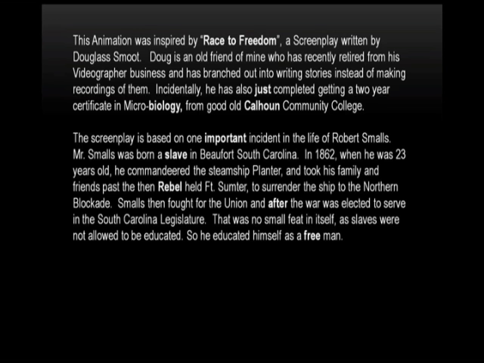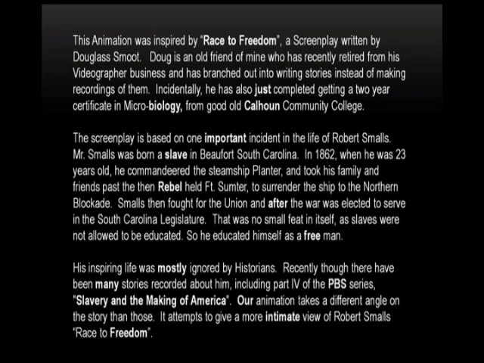Smalls then fought for the Union, and after the war was elected to serve in the South Carolina legislature. That was no small feat in itself, as slaves were not allowed to be educated. So he educated himself as a free man. His inspiring story was mostly ignored by historians.